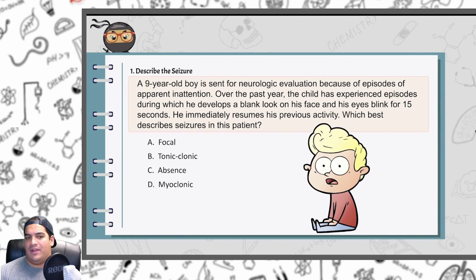So over the past year, he's been having these kind of episodes where he develops a blank look in his face, his eyes blink for about 15 seconds, and then he resumes his previous activity like nothing ever happened. Which best describes this type of seizure?